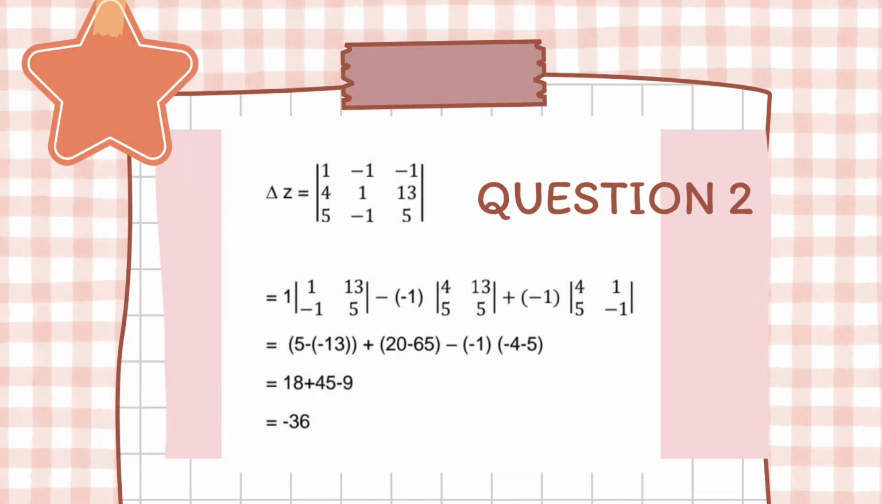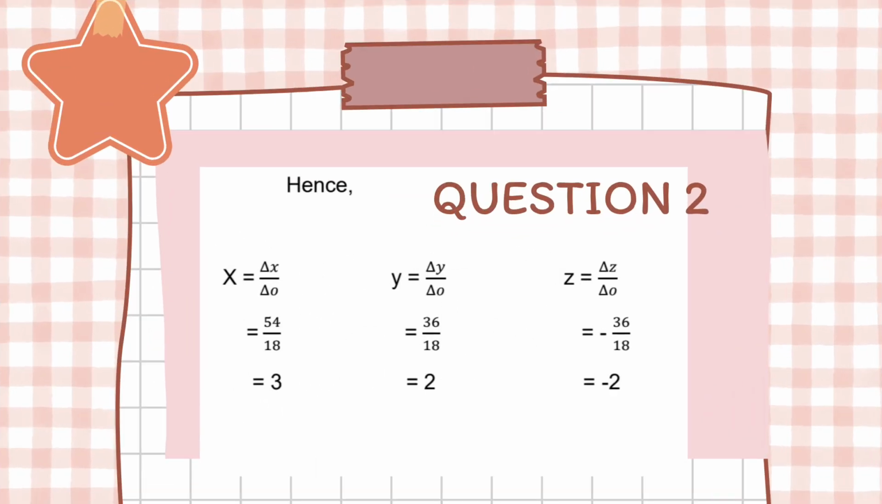Now last is we find the determinant of z. First we make the coefficient matrix of z. We will replace the column of z, which is the last column, with the numbers after the equal sign. So we got 1, negative 1, 3, 4, 1, 30, 5, negative 1, and last is 5. Then we multiply it, and don't forget to write the first number of the first row, which is 1, and then we ignore the first row and the first column. We got 1, 30, negative 1, and 5, and we subtract negative 1, and then we ignore the first row and the second column, so we got 4, 30, 5, 5, and then we add 3. We ignore the first row and the last column, so we got 4, 1, 5, negative 1, and we multiply it, we got negative 36 for determinant of z.